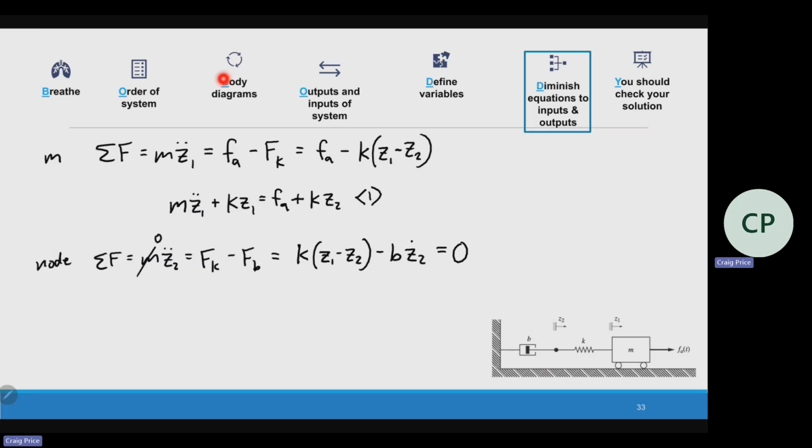So we can add over to make it a nice stable system. We can add the b z2 dot, we can add the k z2, and this is equal to k z1. This is my second equation.